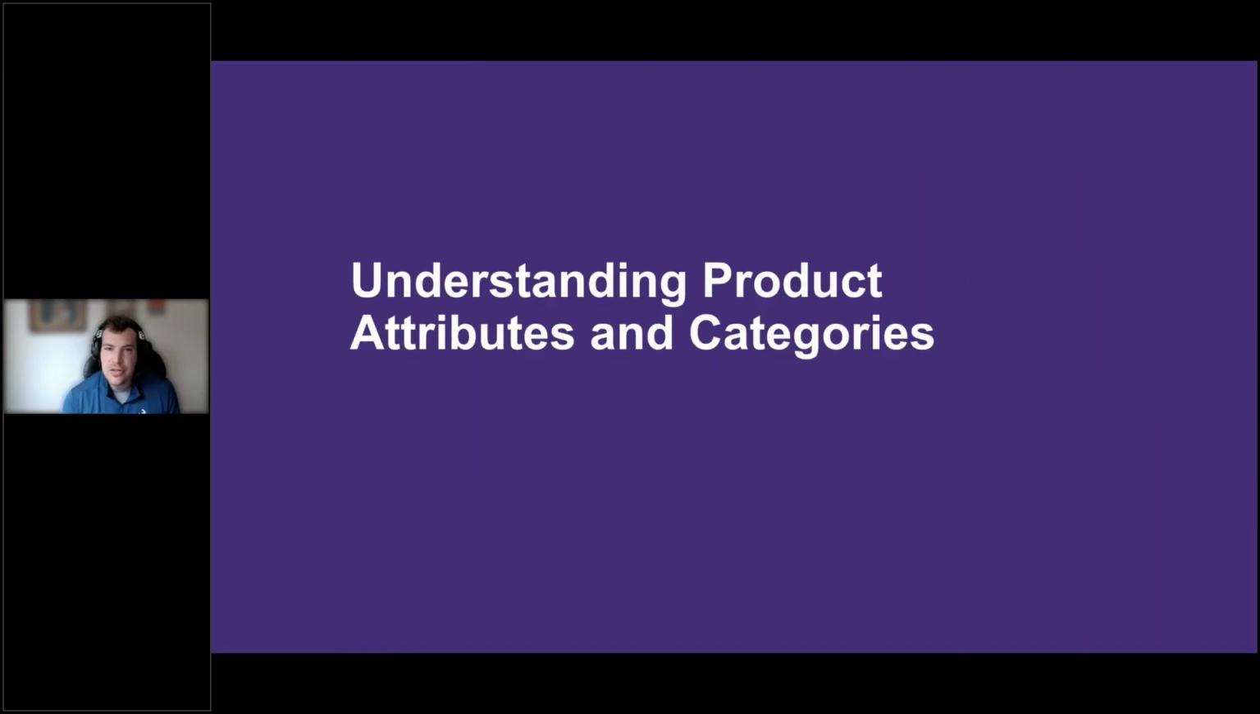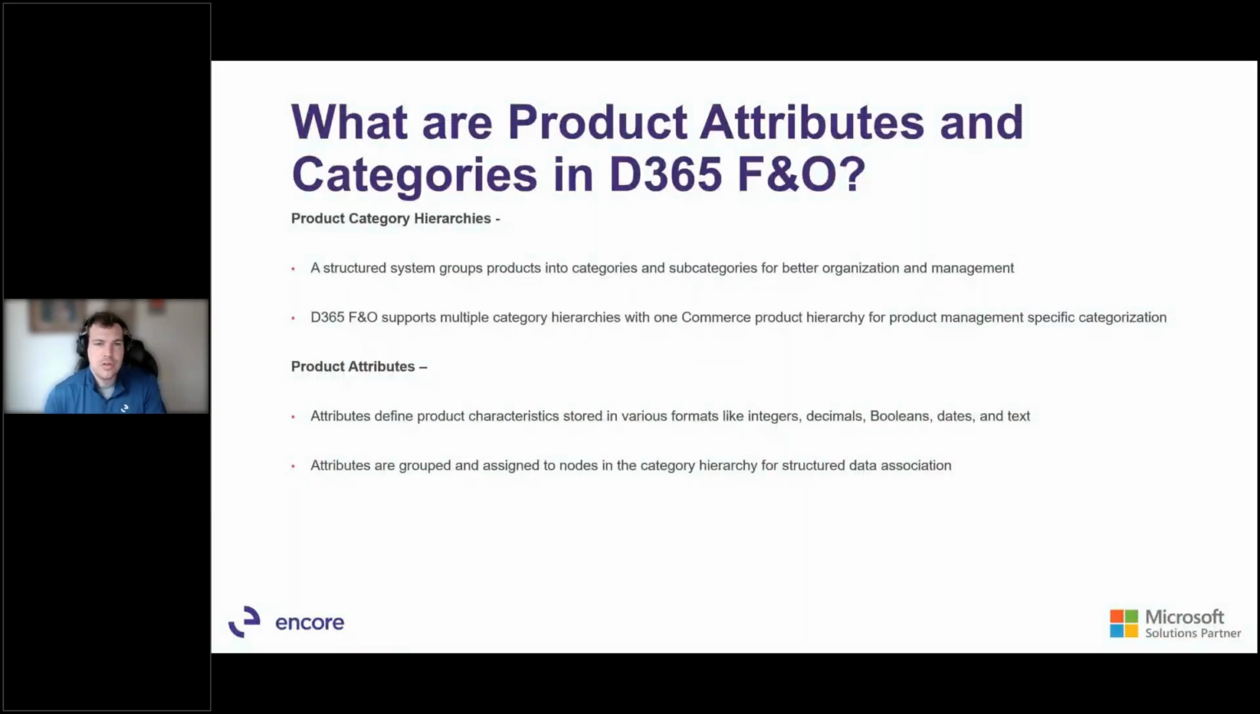All right, so the first thing we need to do is understand product attributes and understand product categories. What is a product category hierarchy? Simply said, it's a structured, systematic grouping of products into categories and subcategories for better organization and management. In plain English, that basically just means it's a way of organizing different types of products inside of a product catalog. So for example, if you're someone who sells and manufactures t-shirts, you might have categories for materials, for different sizes, neck sizes, different logo patterns.